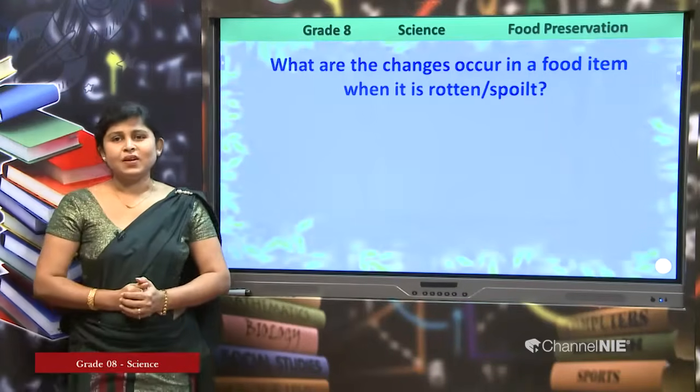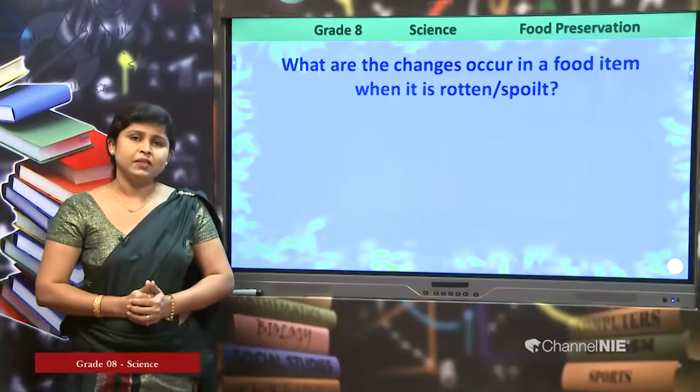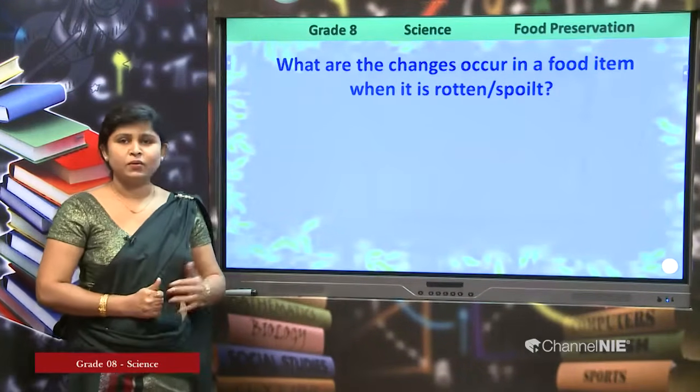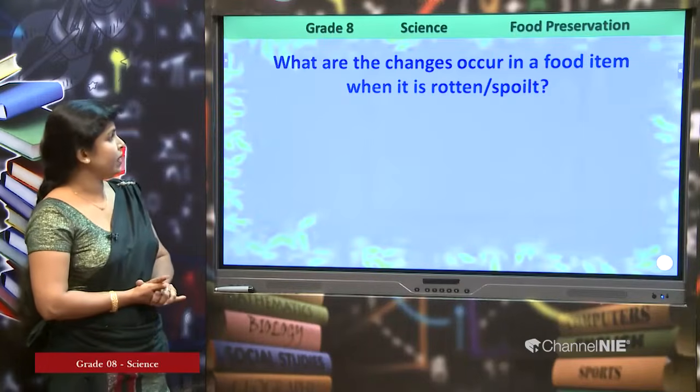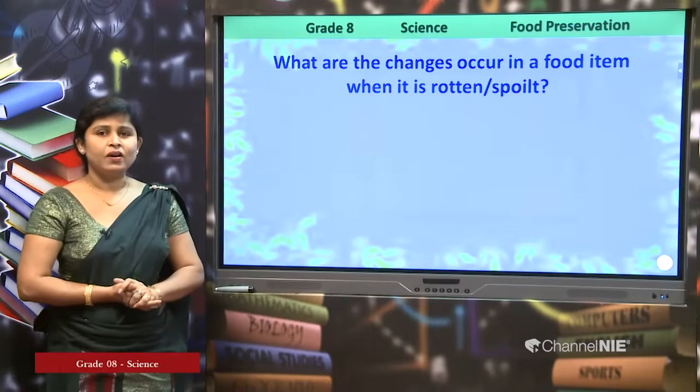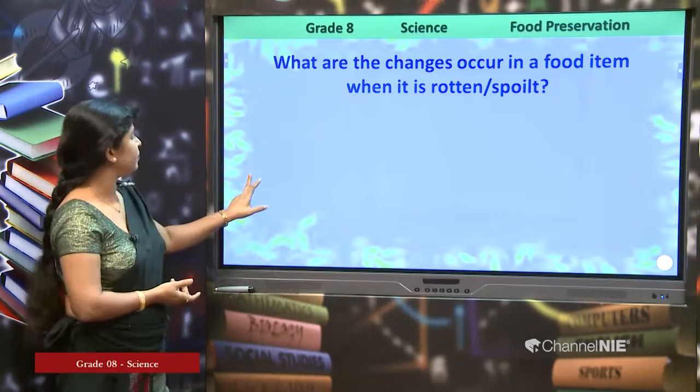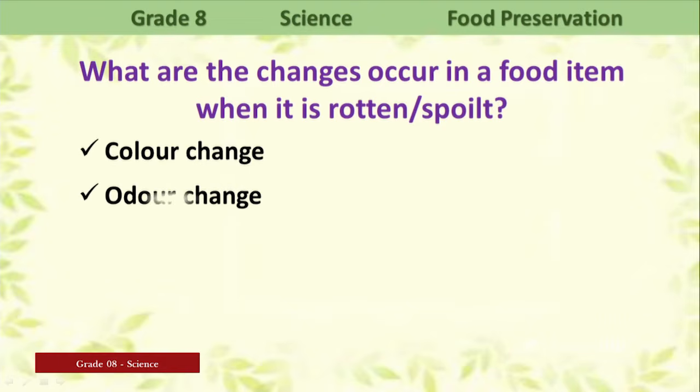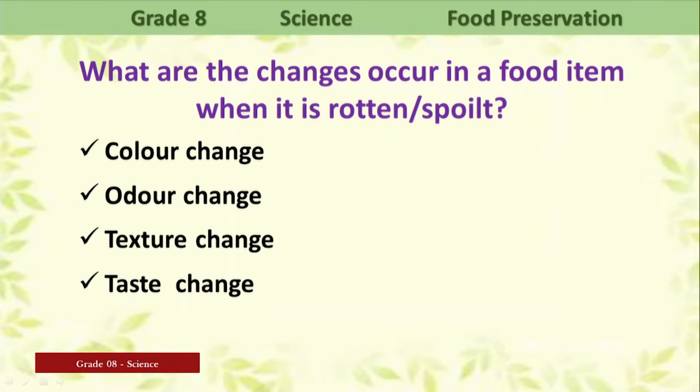Now, you can list out the changes that occur in a food item when it is rotten. I explain using those 2 samples of tomatoes. The fresh sample of tomatoes had certain characteristics, while the rotten sample of tomatoes had other characteristics. What are the changes that occur in a food item when it is rotten or spoiled? Let us see one by one. Color change, odor change, odor means smell, texture change and taste change.